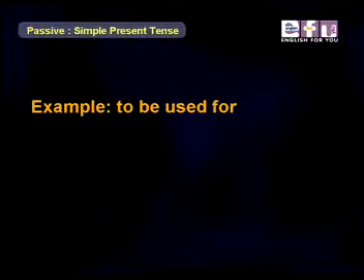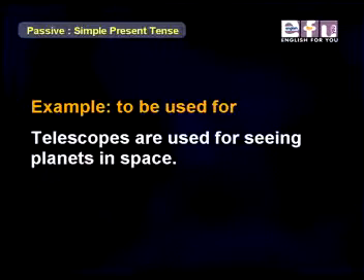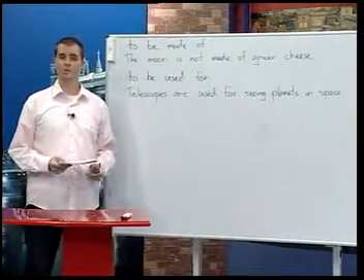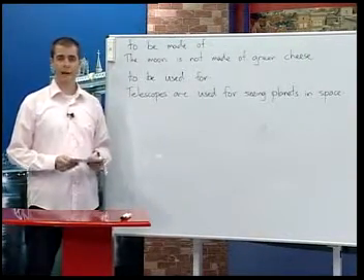To be used for. And here's an example. Telescopes are used for seeing planets in space. To be used for. Telescopes are used for seeing planets in space.